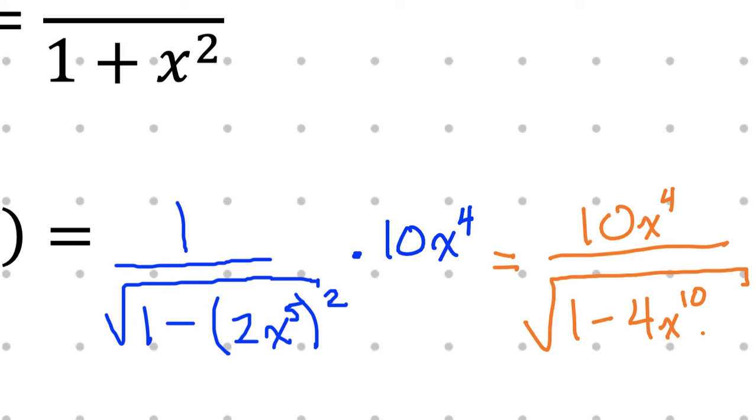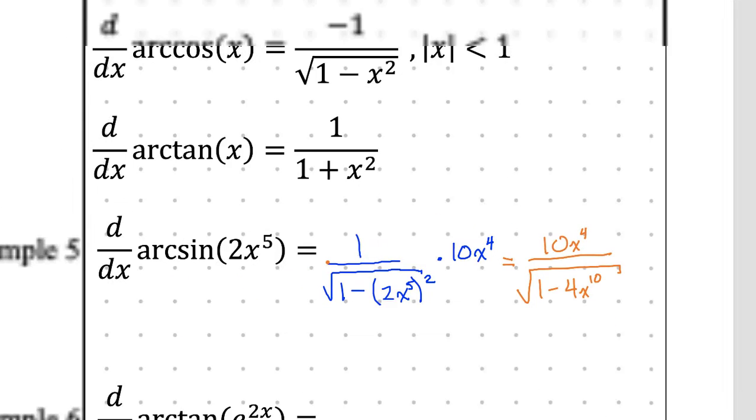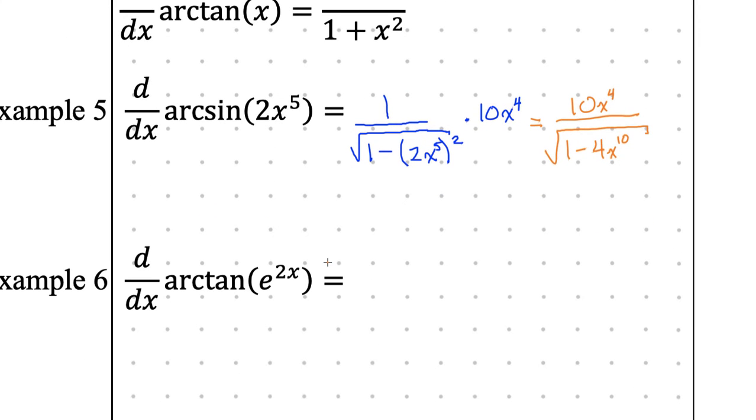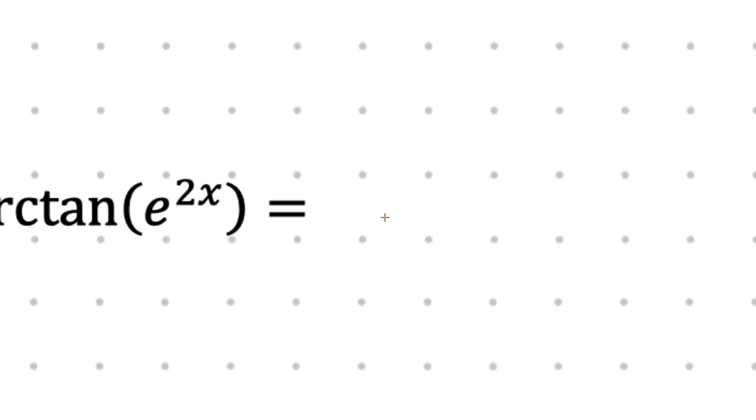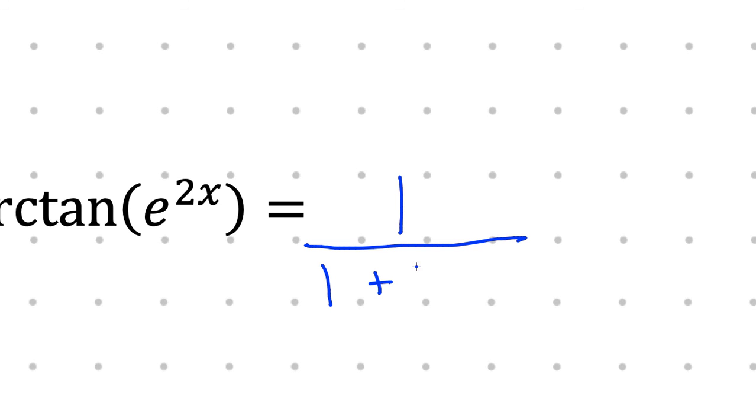Let's try another one. Arctan. You all know it's 1 over 1 plus x squared. I did it in the wrong spot. 1 over 1 plus x squared. That thing squared. Therefore, this is going to be e to the power of 2x. But what do I need to multiply by now? The derivative of the inside. What is it?